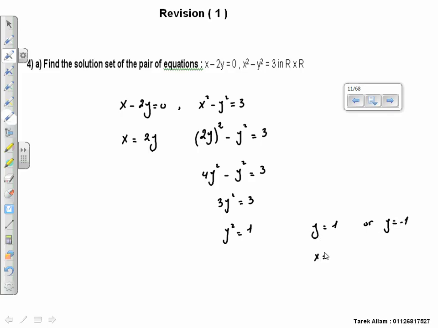So when y equals 1, you can find the value of x by putting y equals 1. So x equals 2 times 1, so x equals 2, or x equals 2 times negative 1, because y equals negative 1 here, so x equals negative 2. Then the solution set equals (2, 1) or (negative 2, negative 1).